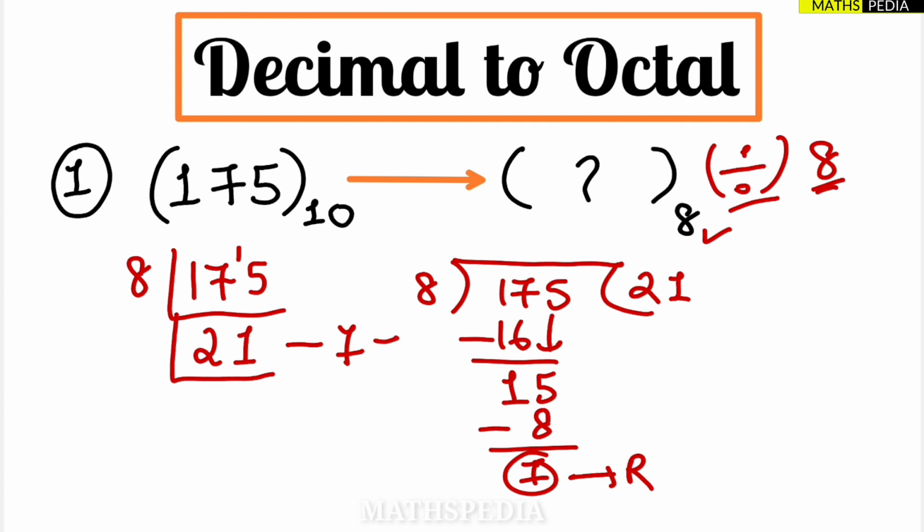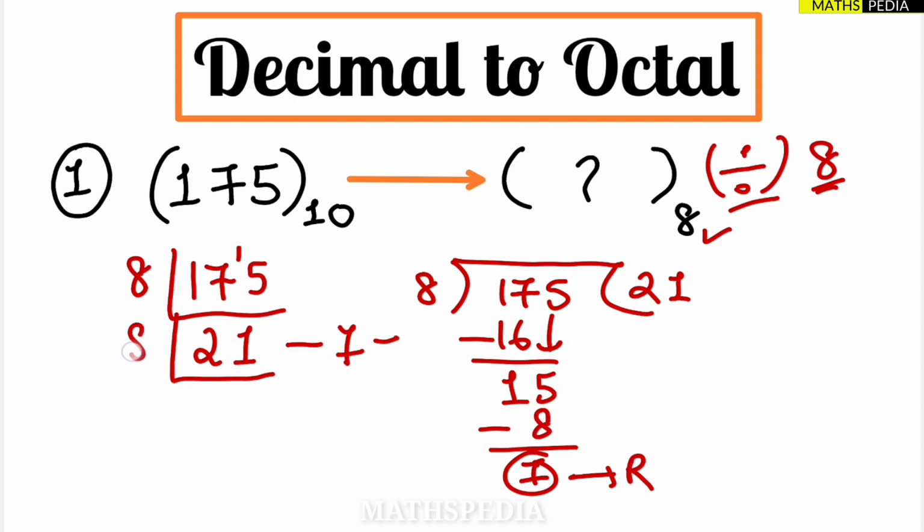The basic meaning here is that 8 into 21 plus 7 will give you the answer. Again I'll repeat, 8 into 21 plus 7 will give you the answer. The same division rule: 8 into 21 plus 7 remainder, if you do, you will get 175 as the answer. Right. So same logic here.